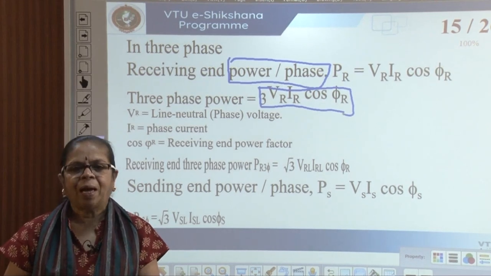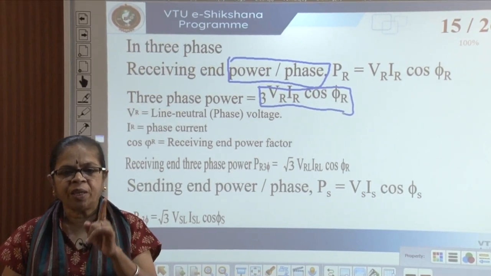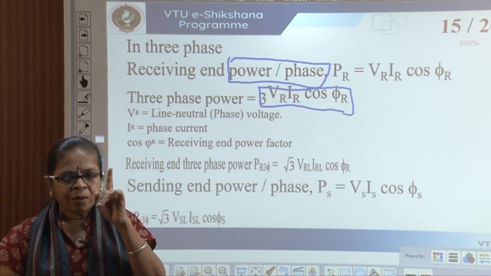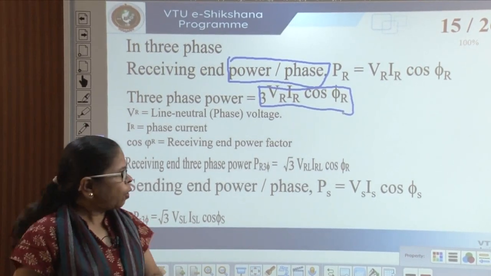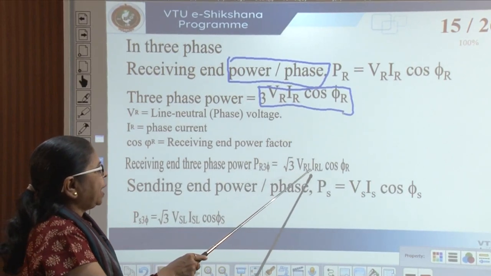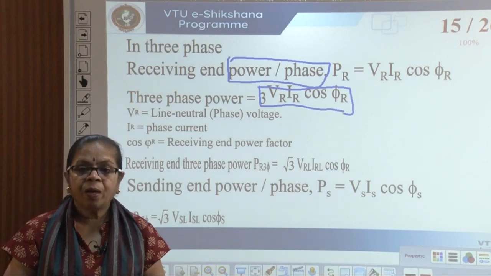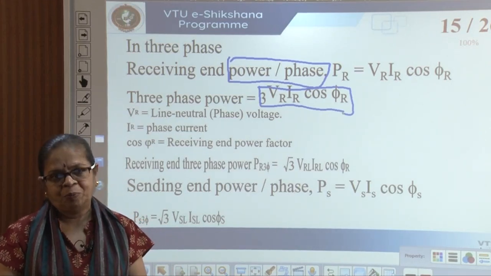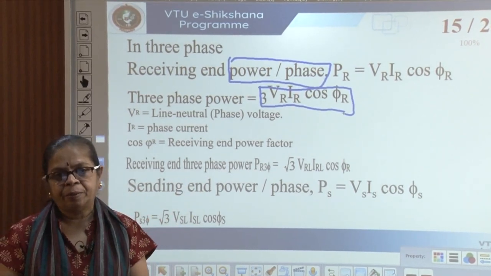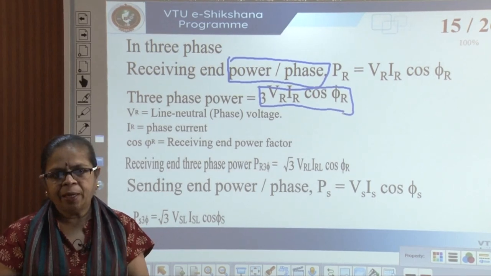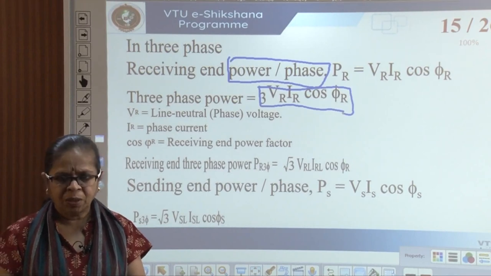So since the system is balanced, the power in all the three phases would be the same, and therefore the total three phase power would be 3 times VR IR cos phi R. You can also calculate it as root 3 VRL IRL cos phi R, where VRL is the line to line voltage and IRL is the line current. So you can calculate that way also. I think you know this from basics of three phase systems.